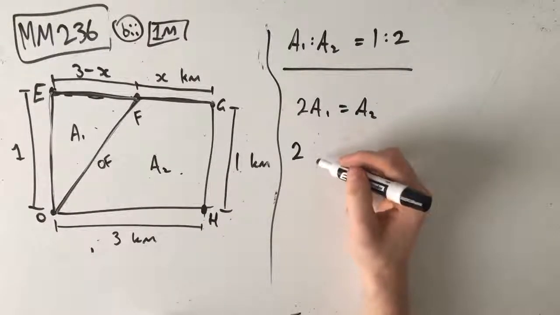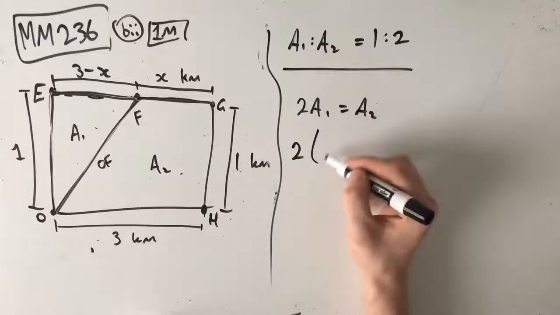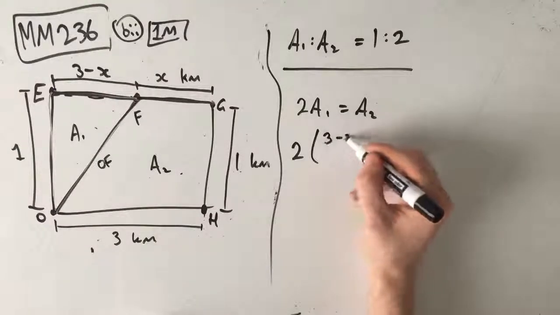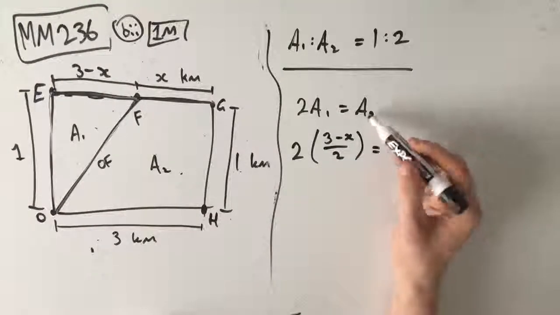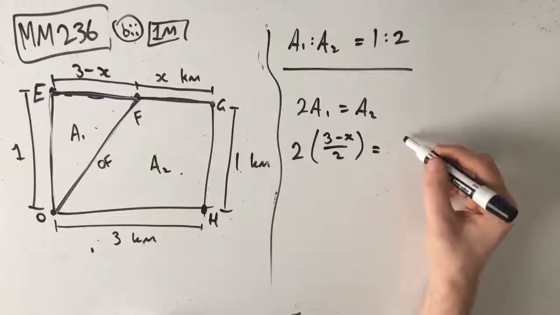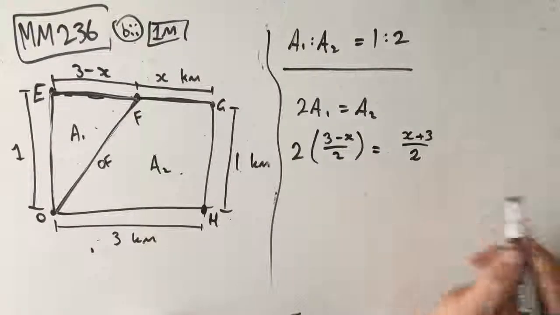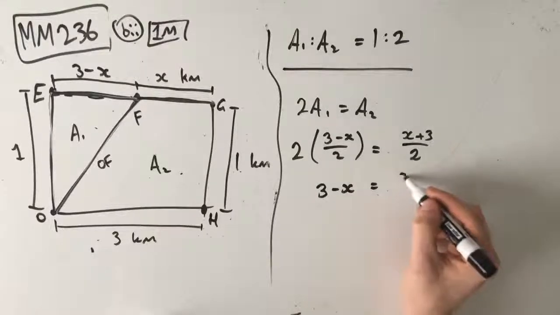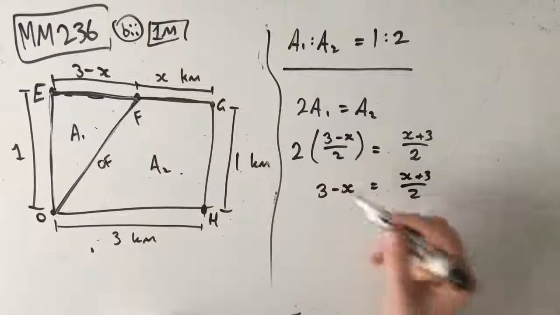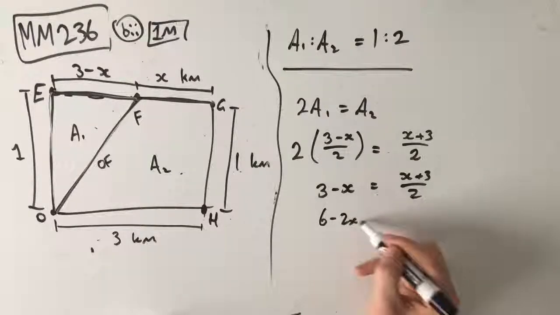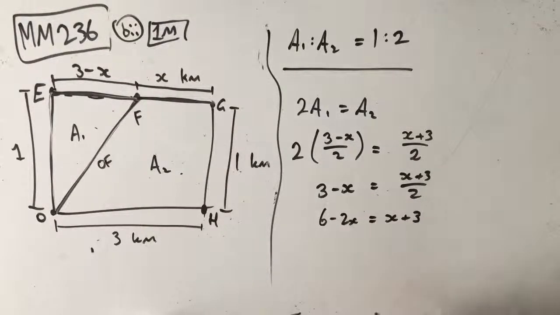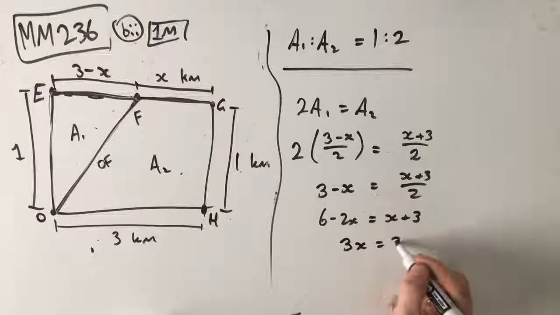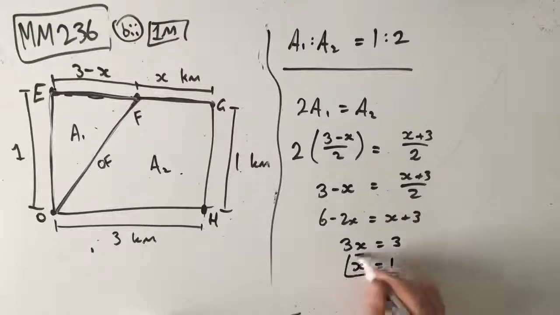We know from the previous question that A1 is given by (3 take x) on 2, which means that 2 times (3 take x) on 2 is equal to our area 2, which is equal to (x plus 3) on 2. Awesome. Now 2 times this is equal to 3 minus x. So 3 minus x equals (x plus 3) over 2. Multiplying both sides by 2, we get 6 take 2x equals x plus 3. Rearranging this, we get 3x equals 3, which means that x is equal to 1.